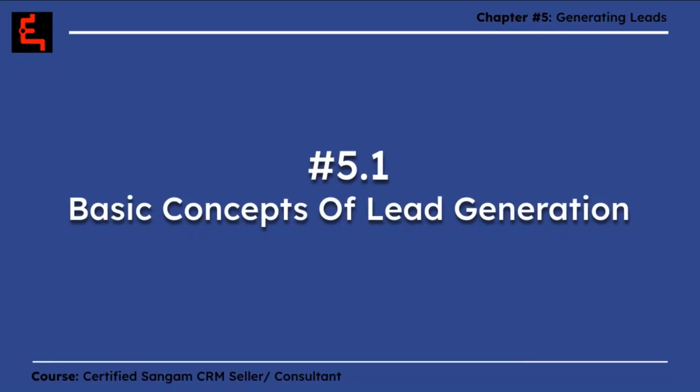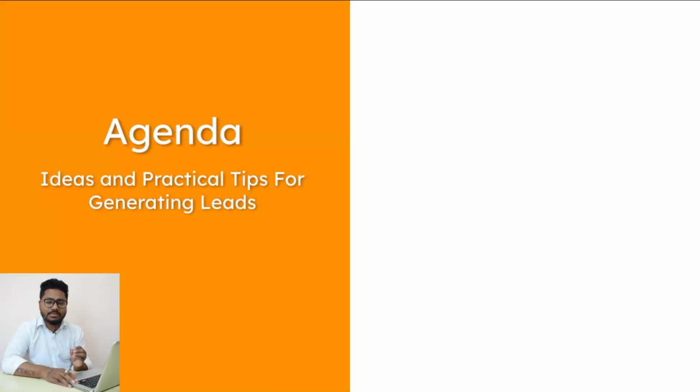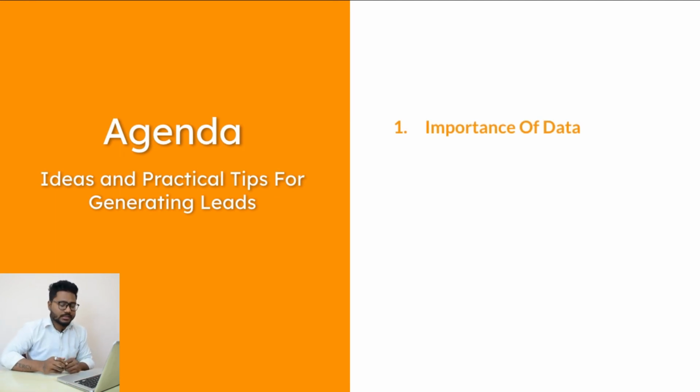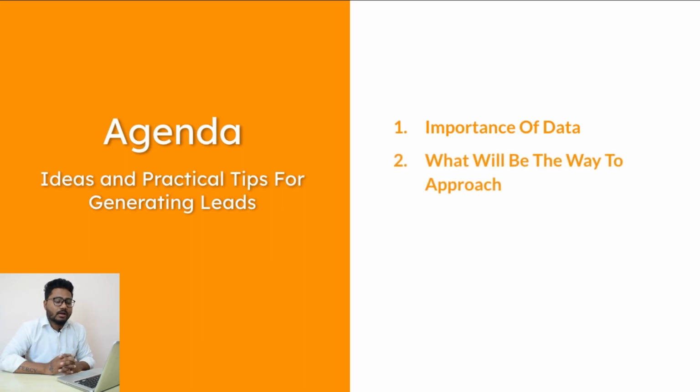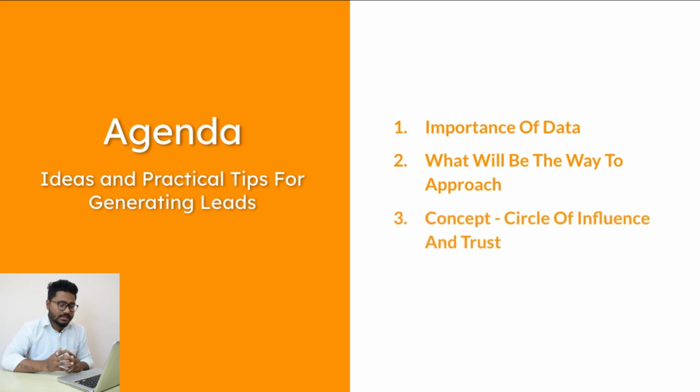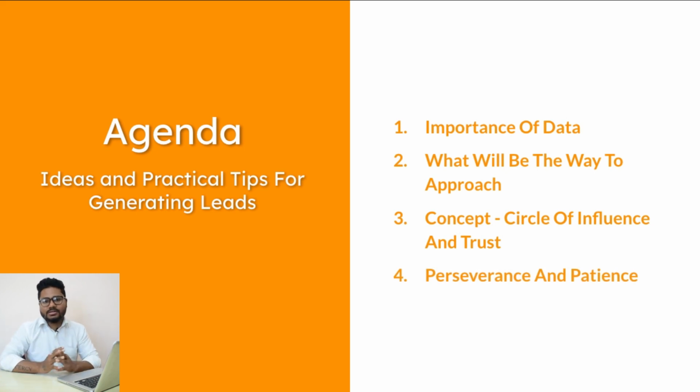In the basic concept of lead generation, we will try to understand the first one, which is the importance of data. Yes, it is very important. Second, what will be the way to approach, obviously, to your customers. The third is a concept like the circle of influence and trust towards your customer. We will understand a little bit of that concept with the help of a diagram. And the fourth is perseverance and patience.